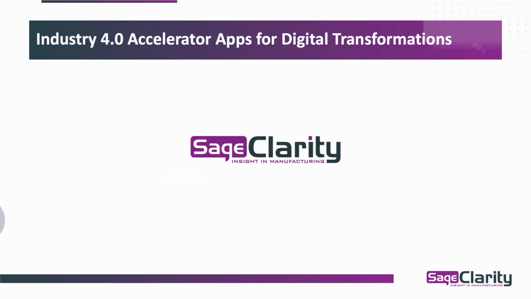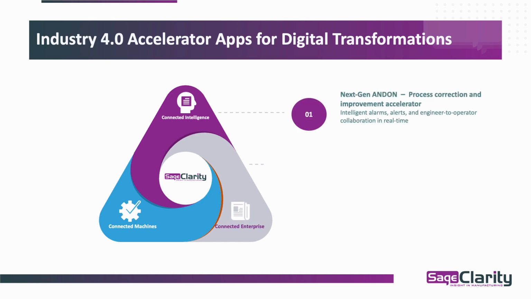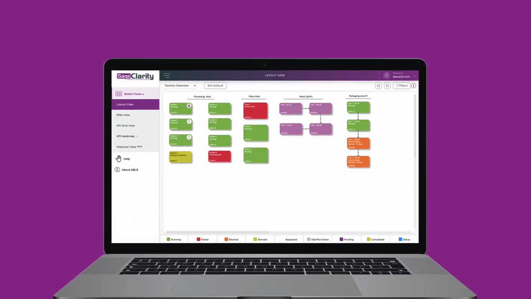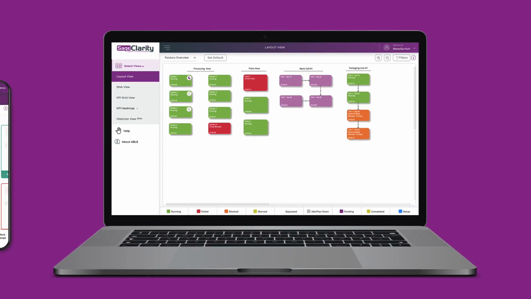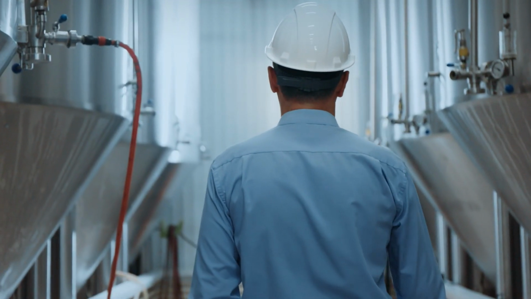Sage Clarity brings together connected machines, connected intelligence, and the connected enterprise into a suite of Accelerator apps for process correction and improvement, enterprise analytics, and advanced data collection. Let's look at the effectiveness of these Industry 4.0 apps in a day in the life of a production manager.